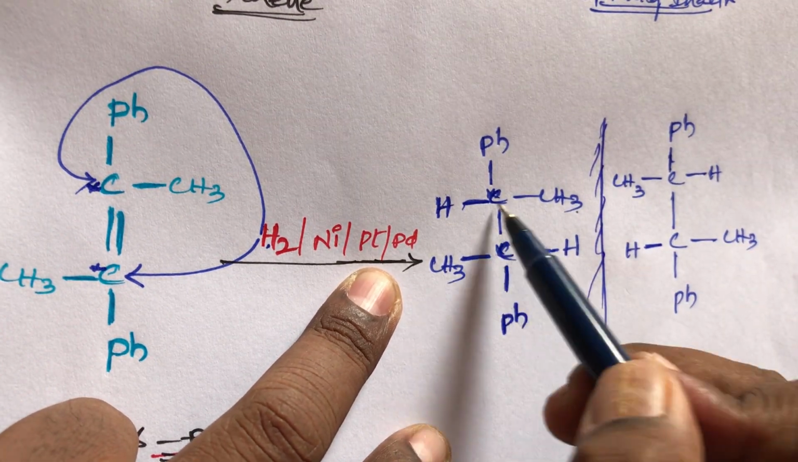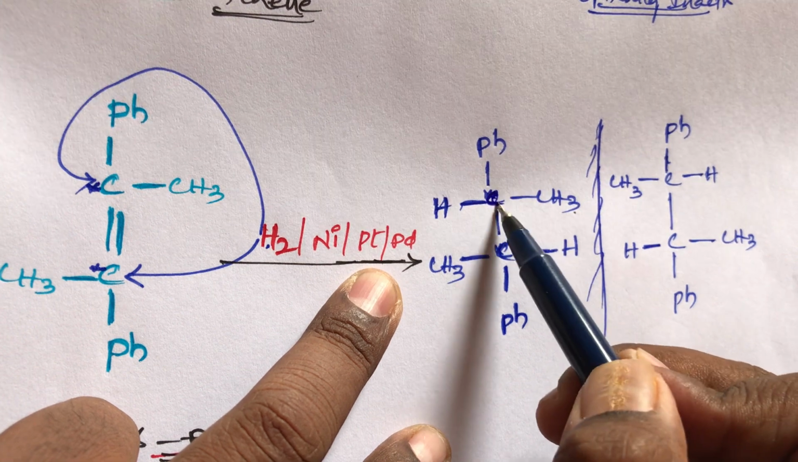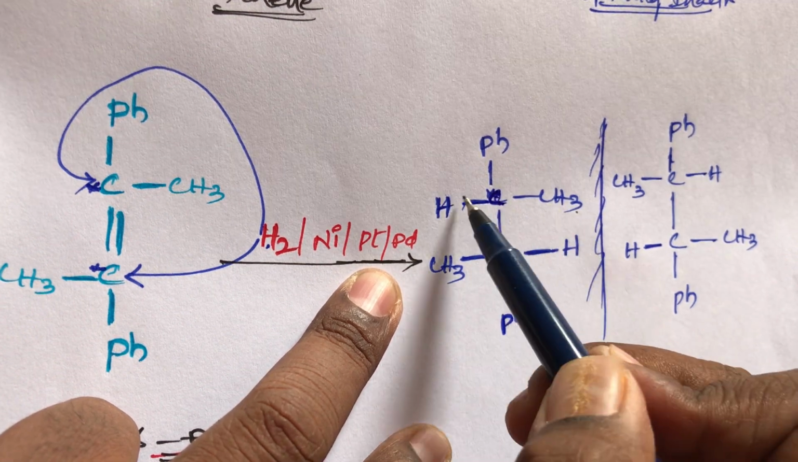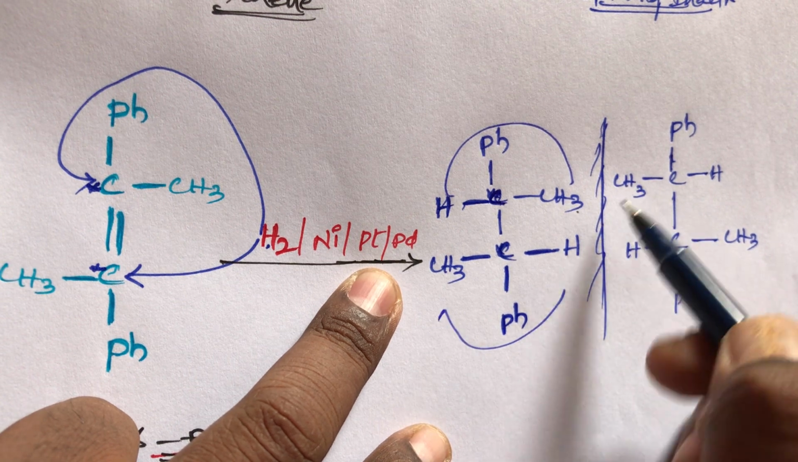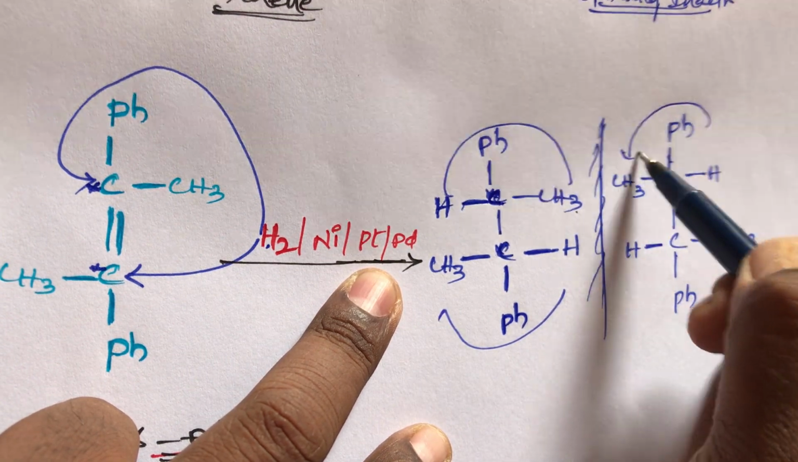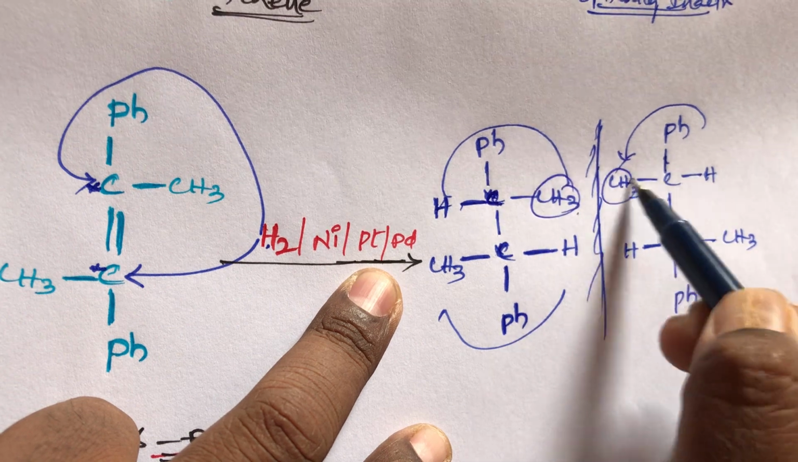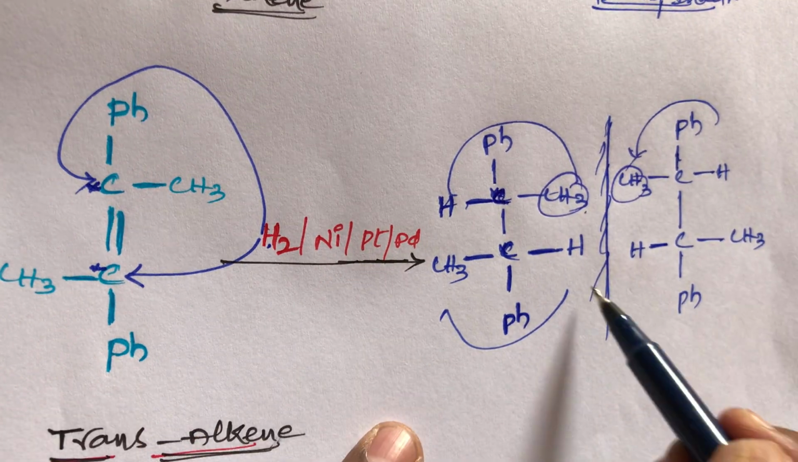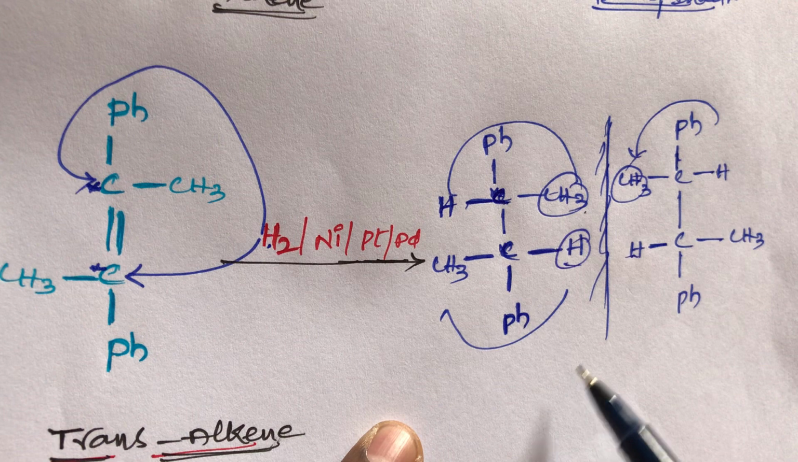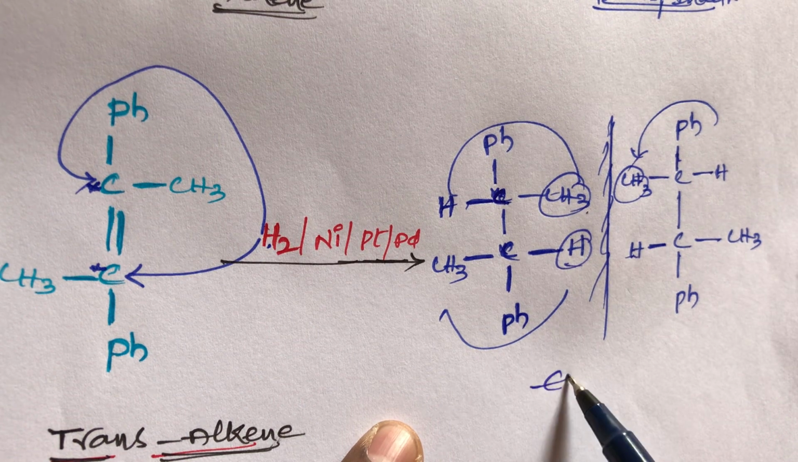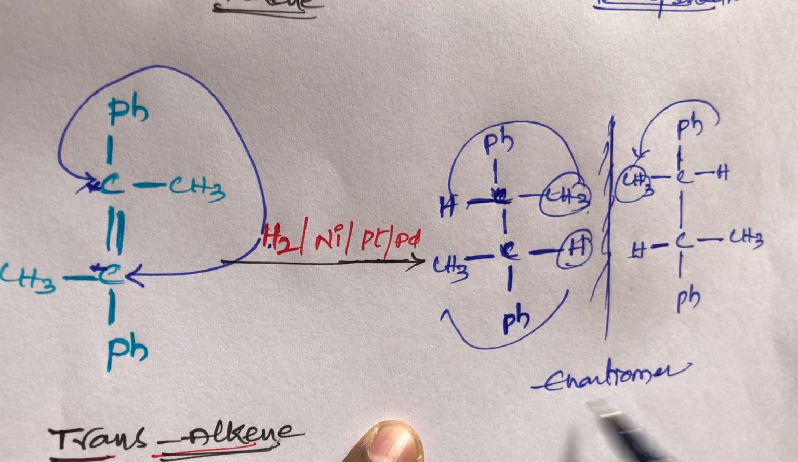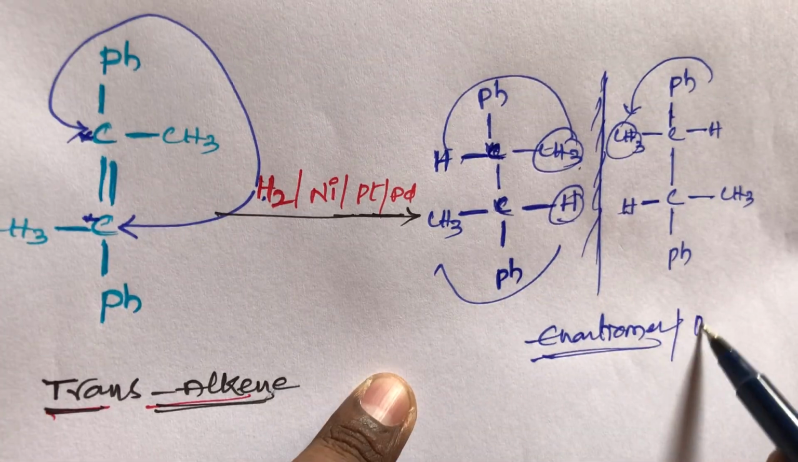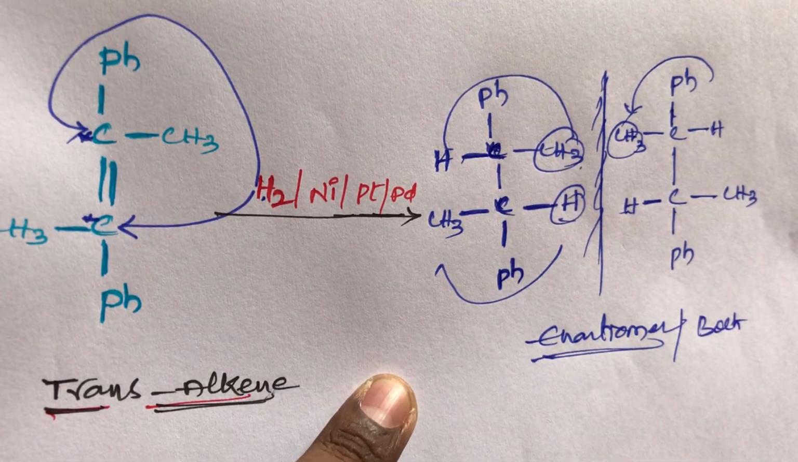Why? Because this is a chiral carbon, the methyl group is present on the right hand side here, and on the left hand side in the other. So these both are mirror images. In this compound the methyl group is on the left hand side, so these both are mirror images, these both are identical, and these two hydrogens are also identical. So these both pairs are enantiomer pairs, these both are mirror images to each other.